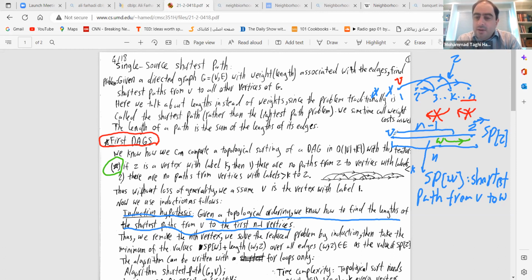By the way, it might be the case that there is no path from V to Z. In that case, it would be just infinity, and that is totally fine. For example, if you consider vertices 1 and 2, there is no path from 1 to 2. In that case, the SP of 2 would be just infinity. So we are initializing this array SP, the shortest path, to infinity, except V, which is 0. The basis of induction is the case n equal to 1. What is the SP of V? SP of V would be equal to 0, and SP of everything else would be infinity.